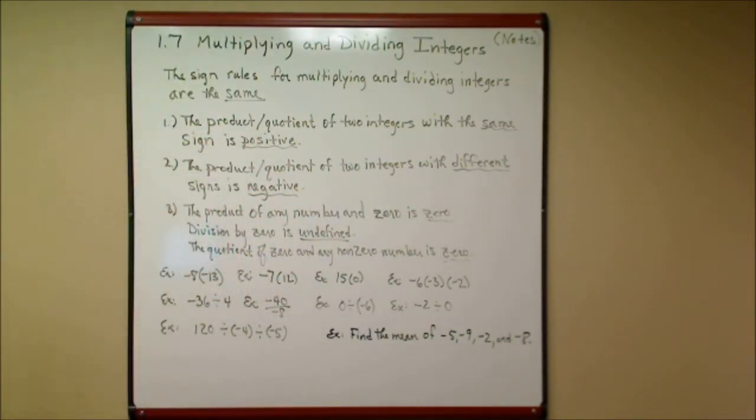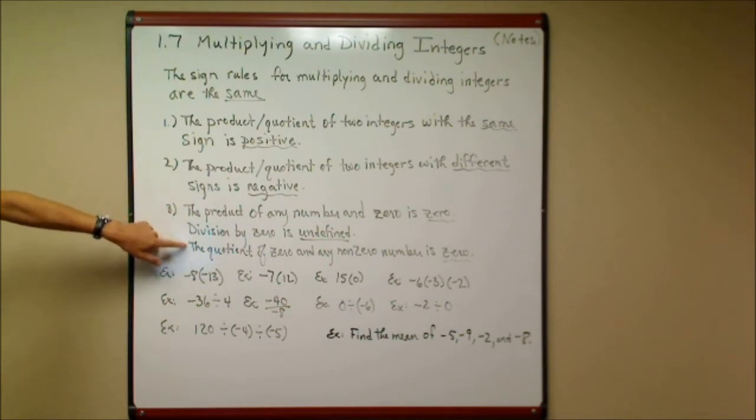Some of the weird stuff happens with zero. The product of any number and zero is, of course, zero. You've known that one since probably third or fourth grade. It's actually called the multiplication property of zero, but that's not something we're going to stress right now. Just remember, when you multiply zero times a number, you get zero.